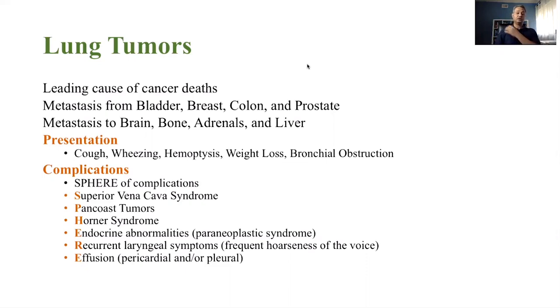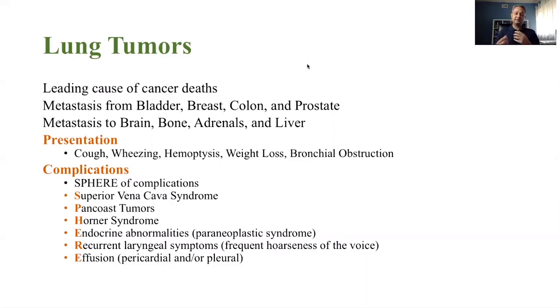Pancoast tumors are the tumors that appear at the apex. Most of the time, small cell carcinomas can appear as Pancoast tumors. These tumors, depending upon their size and where they are located, can compress the structures there, for example, the brachiocephalic vein, the brachial plexus, or the laryngeal nerves. So depending upon what structures they are pressing, there would be a syndrome associated with that.